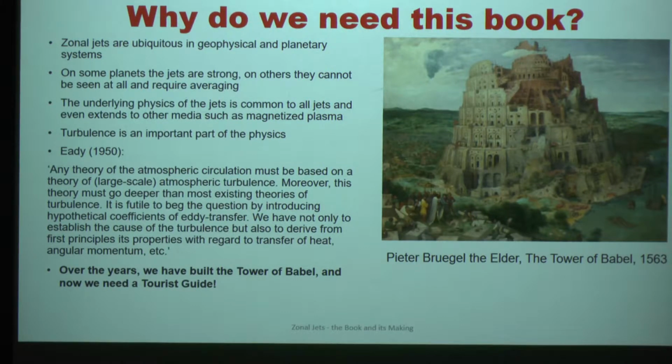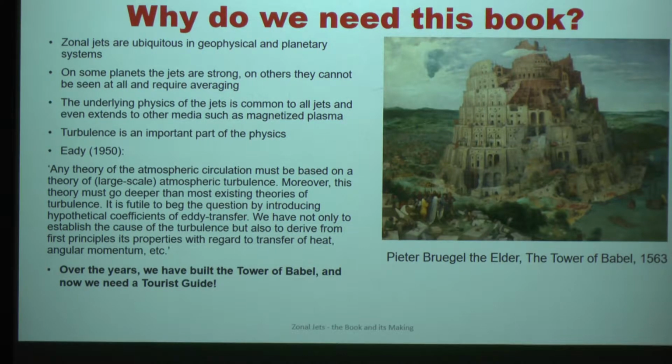Now, all these sciences, even within planetary science, terrestrial and giant planet sciences, use different jargon. Physical oceanography uses its own jargon, and plasma physics uses its own jargon. And in the end, we build something which looks like a Tower of Babel. It's a big tower and has a lot of rooms, and people cannot understand each other because they all talk different languages. So we built the Tower of Babel, but now we need a tourist guide. So this book is a tourist guide.